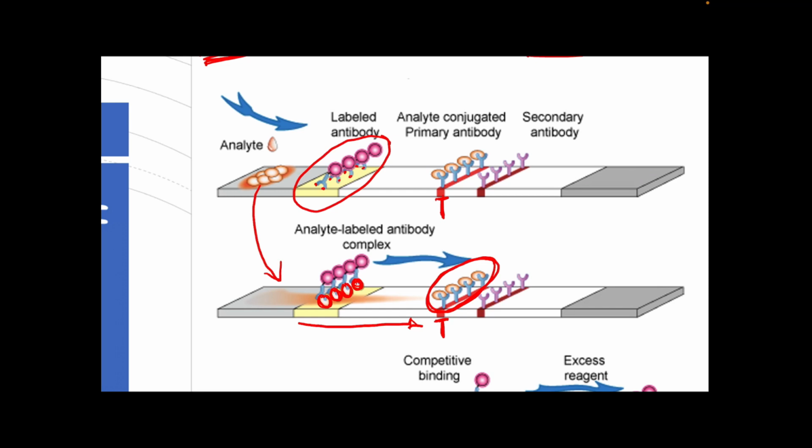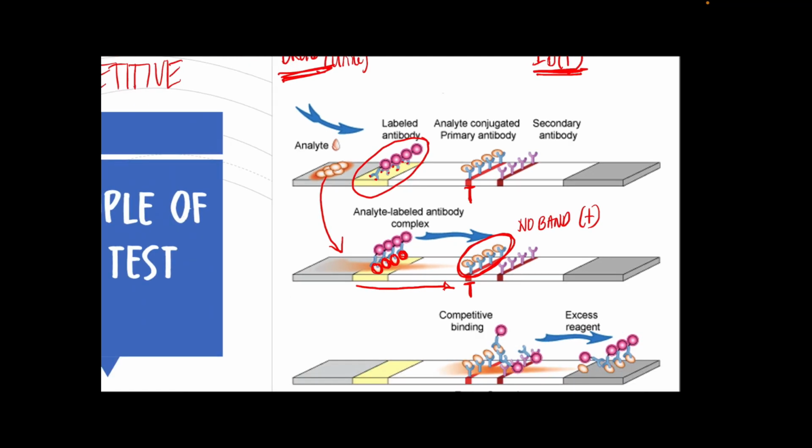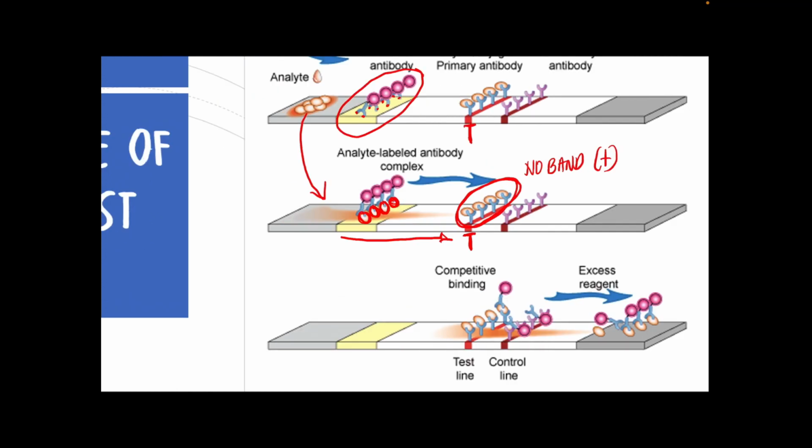So a rose pink colored band is prevented from forming. There will be no colored band formation. And if there is no band formation, that indicates a positive drug test result. So that's the principle. How about if there is no drug or metabolites present in the specimen, or if the concentration of the drug and its metabolite is below the detection limit?